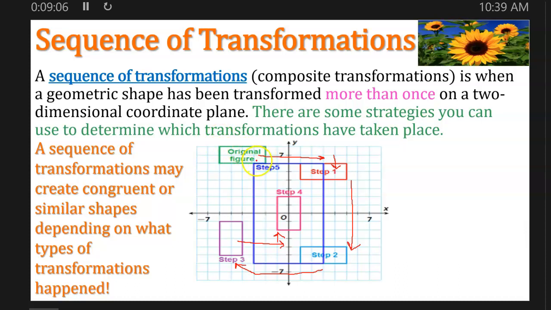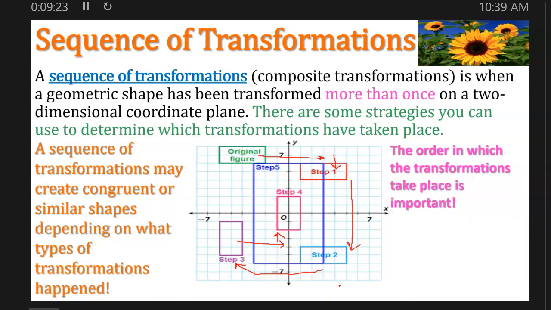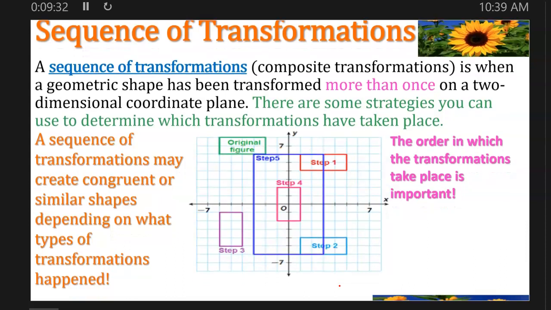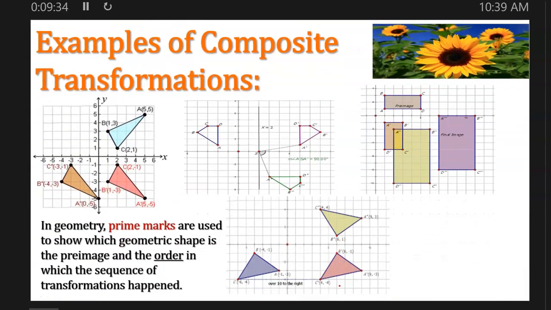But the only one that really created a similar shape was the pink turned into this dark blue rectangle here, which is much larger. And it does look like it's a similar shape based on the number of units on the corresponding sides. Now, the order in which the transformations take place is important. So if we know the order, it does help us figure out what happened to the shape a little bit easier. So let's look at some of these examples.